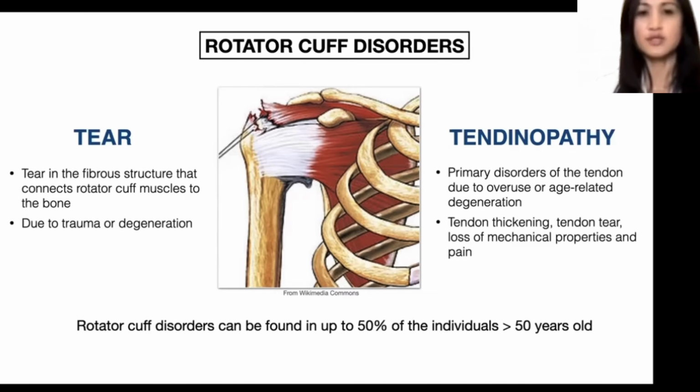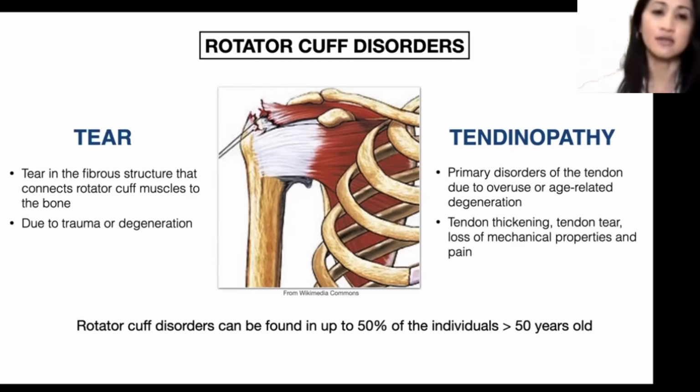Two kinds of conditions that involve rotator cuff tendons are, it can either get torn, or you can have a rotator cuff tear, wherein this fibrous structure that connects the muscles to the bone gets torn, and most commonly this is caused by either trauma or degeneration. Or you can have what we call tendinosis or a tendinopathy, which is not the same as tendinitis.